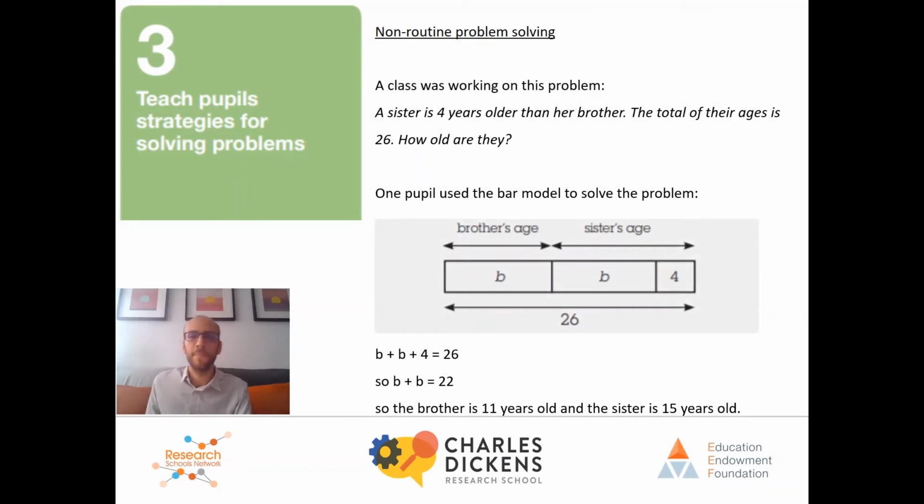One pupil used the bar model to solve the problem. Here it is. The brother's age and the sister's age plus 4 is 26. So b plus b plus 4 equals 26. If you subtract the 4 from both sides, you get b plus b equals 22. If you then halve that, you get 11. Add the 4 years age difference to the sister, you get 15. So the brother is 11 years old, and the sister is 15 years old.